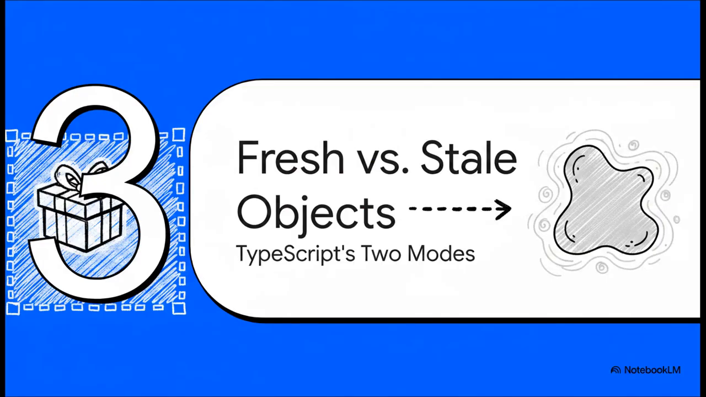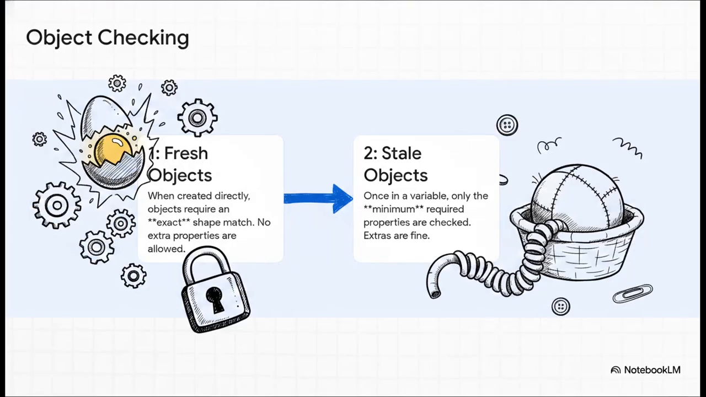Okay, now here's where things get a little more nuanced and honestly pretty clever. TypeScript doesn't always apply these structural checks in the same way. It actually has two different modes, a really strict check for brand new objects and a more relaxed one for objects that have been around for a bit. And this slide breaks it down perfectly.